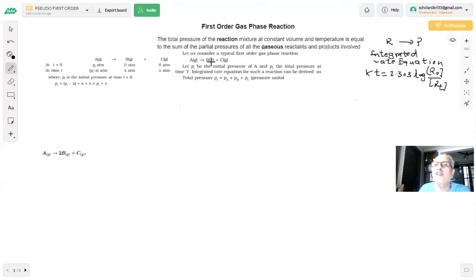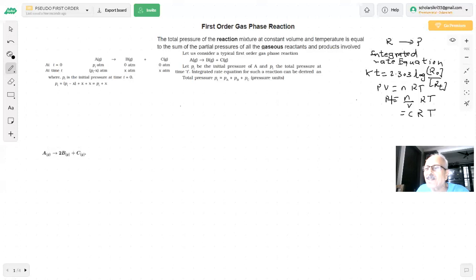For a first order reaction, we have already derived the general formula. This is the formula for the first order reaction. But these are the concentrations, and instead of concentrations we will need pressures now. You are also aware of the ideal gas equation, PV is equal to nRT. That means pressure is equal to n by V times RT, and n by V is C. So P equals CRT, where C is the concentration in moles per liter. It is proportional to the pressure.